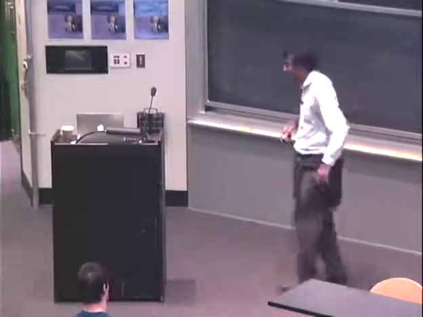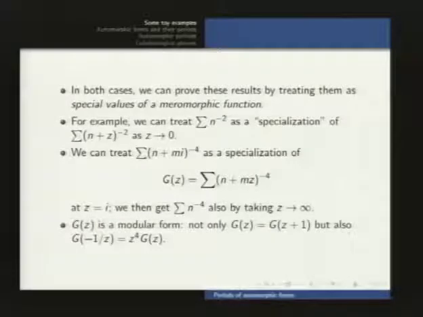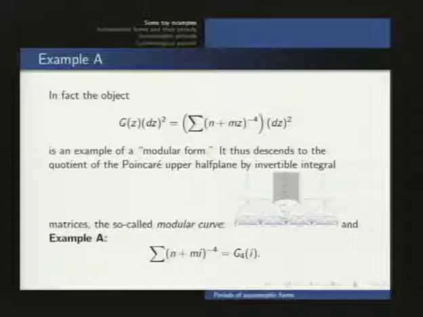Okay, so it's some kind of highly symmetric function. One way to express those symmetries is to say that if you formally multiply it by dz squared, so you have this quadratic differential, this is actually literally invariant under all those transformations I said. z goes to z plus 1 and z goes to minus 1 over z.